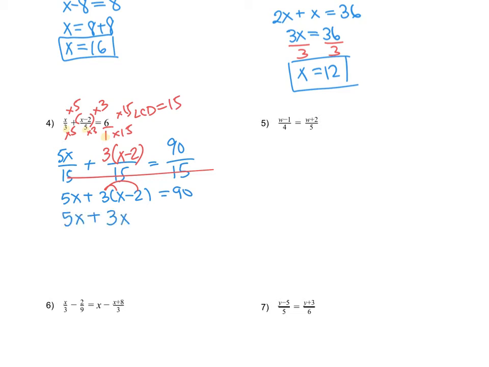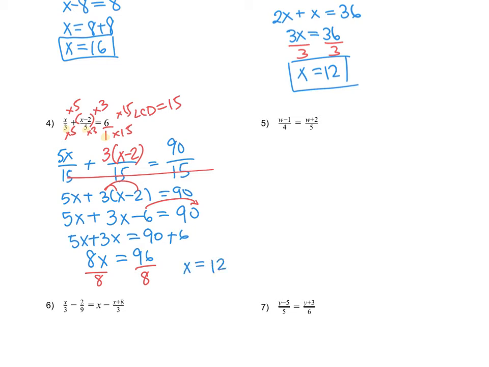So step 1, let's get rid of those brackets. So 3 times x, 3 times negative 2. And now I'm just going to bring the negative 6 over. I could have also collected my like terms right now, but I'll do that next. And notice when I brought the negative 6 over, I was careful and I switched the sign. And now we have 8x equals 96. And our final step, divide out the 8 from both sides. And I do end up with 12.